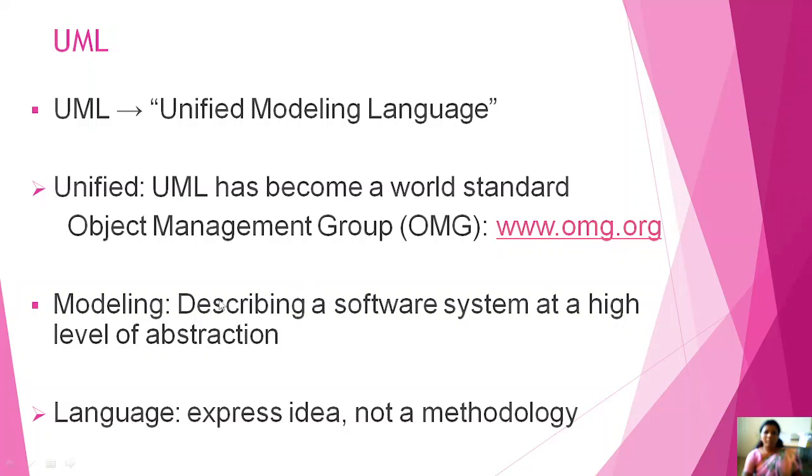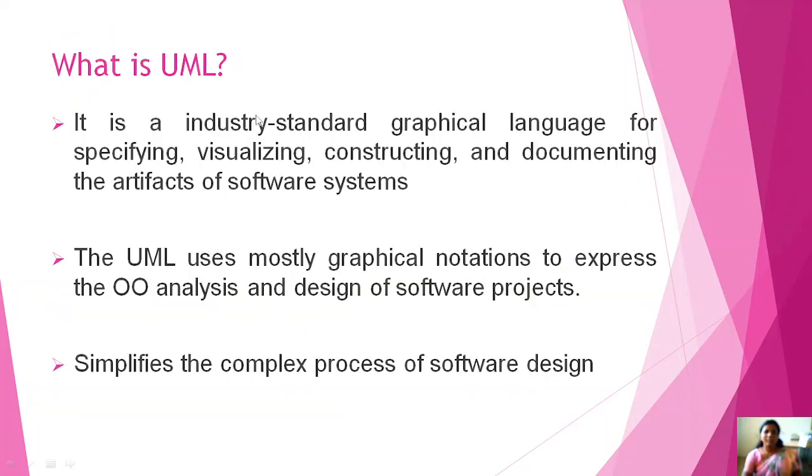Modeling describes the software system at a higher level of abstraction. Language, it is not only a methodology but it expresses some ideas. That's why it is called Unified Modeling Language. So what is this UML? It is an industry standard graphical language for specifying, visualizing, constructing and documenting abstract software systems. It uses mostly graphical notations to express the object-oriented analysis and design of software projects. It simplifies the complex process of software design.